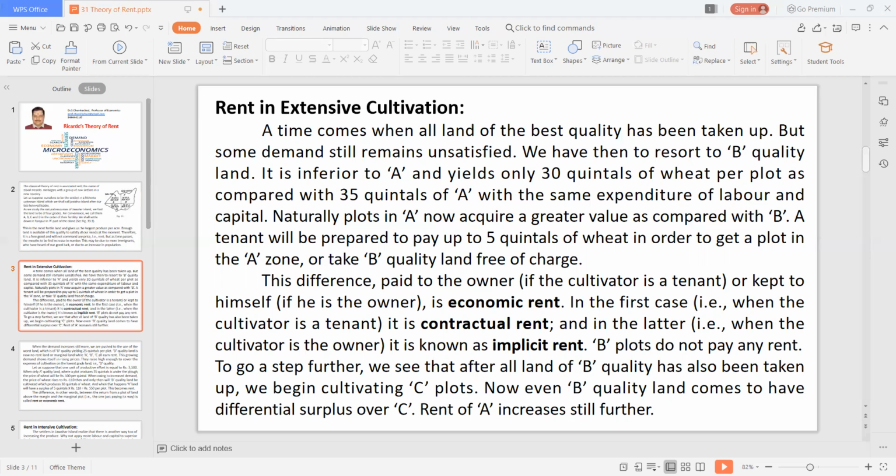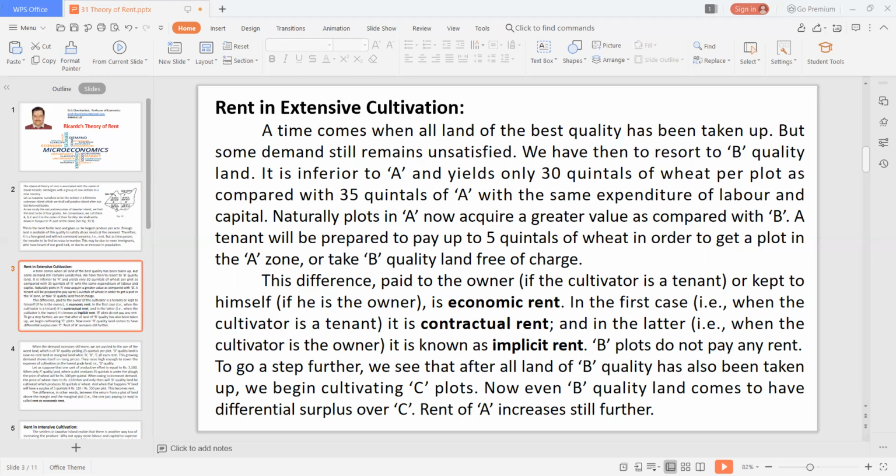Suppose the person doing the business is a tenant, then he has to pay the contractual rent to the owner. In the latter case, when the cultivator himself is the owner, then it is not a contractual rent, it is an implicit rent. Both contractual rent as well as implicit rent are economic rent only. The B plot does not pay any rent.